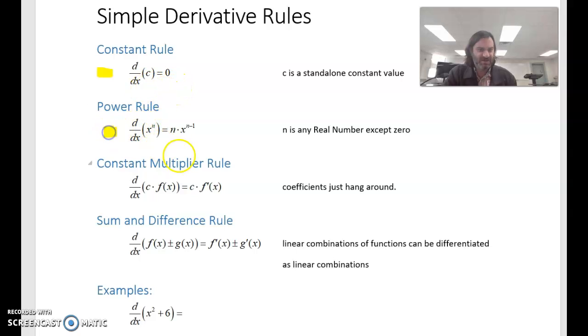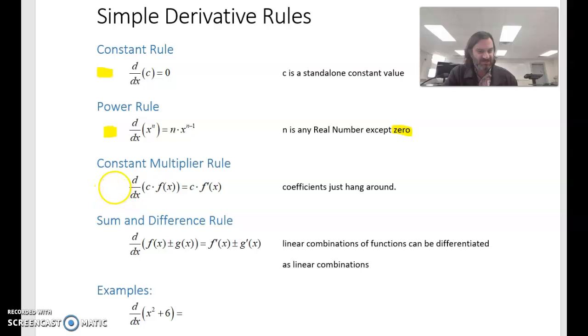The next rule is the power rule. The derivative of x to the n, so a variable raised to a power, becomes n times x to the n minus 1. So we bring the power out front as a multiplier, and then we reduce the power by 1. And we can do that with any type of number as the power. It could be a fraction or it could be negative. It just can't be 0. It doesn't make any sense there.